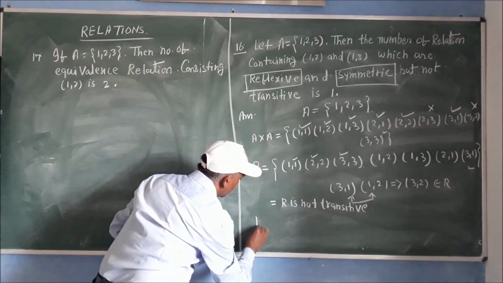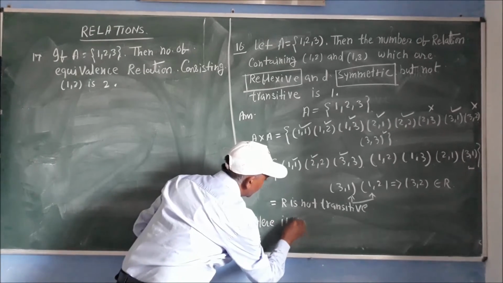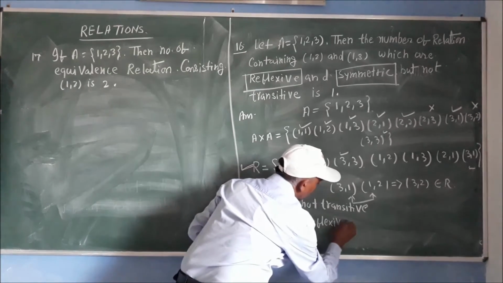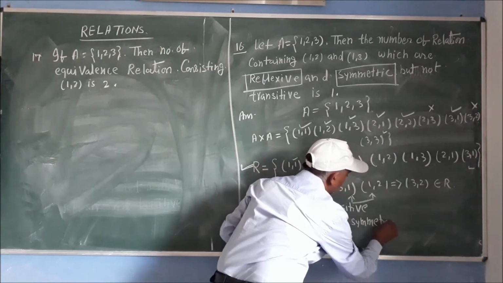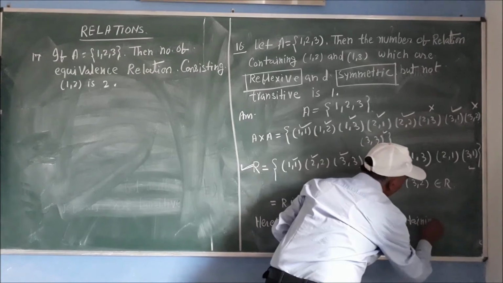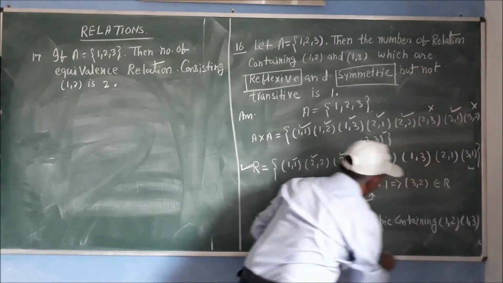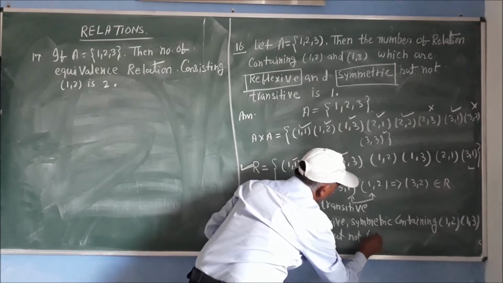Here this relation is reflexive, symmetric, containing (1, 2), (1, 3), but not transitive.